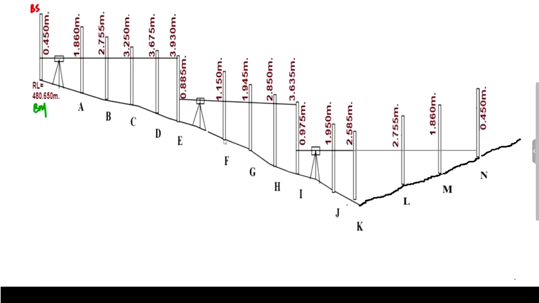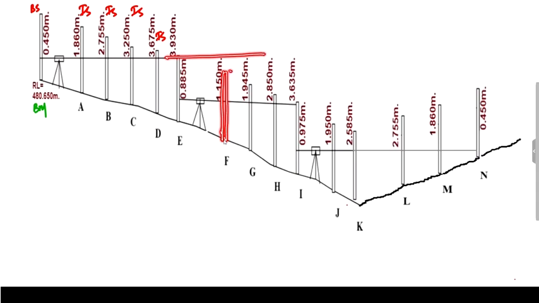Now I will keep my leveling staff at A, B, C, D, E, and I'll get all the readings as my intermediate sight readings, that is IS. This is my intermediate sight reading. This is also my intermediate sight reading. But if you see here, the sight reading at E I got is 3.930.